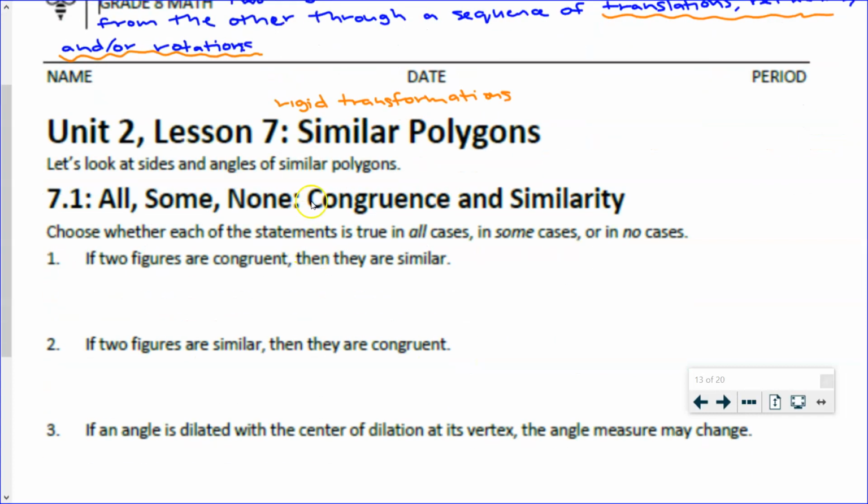So if two figures are congruent, then they are similar. This is always true.